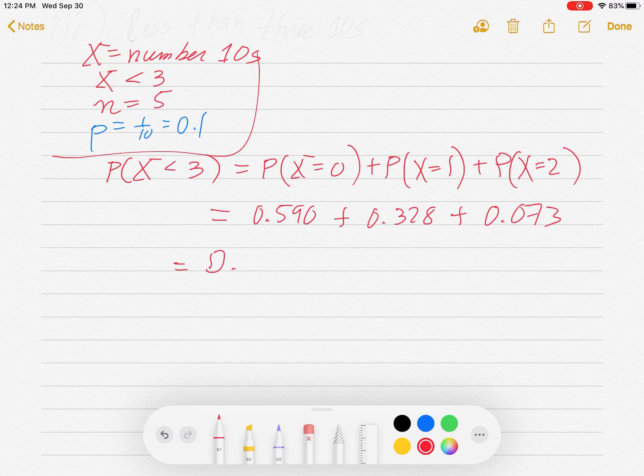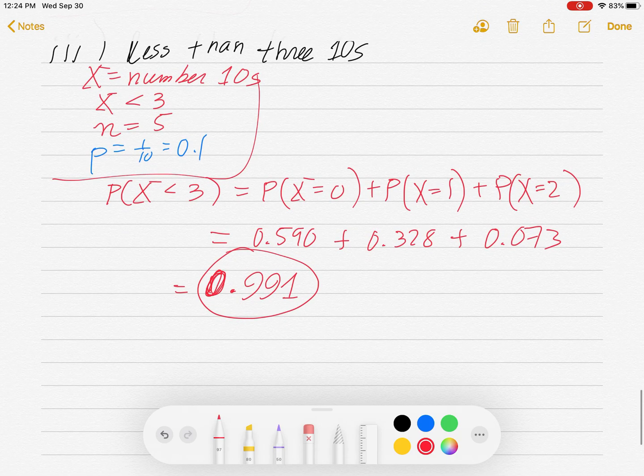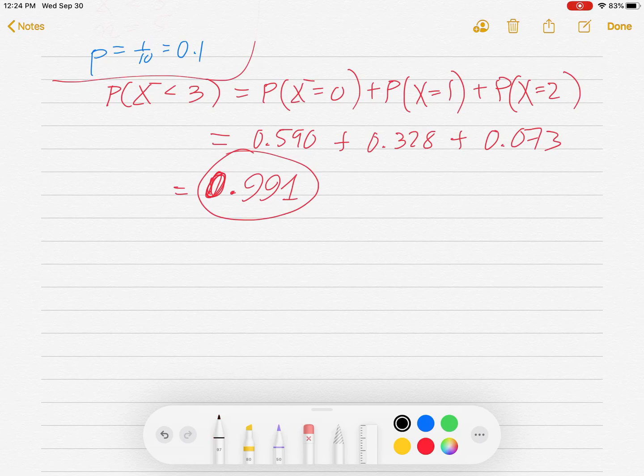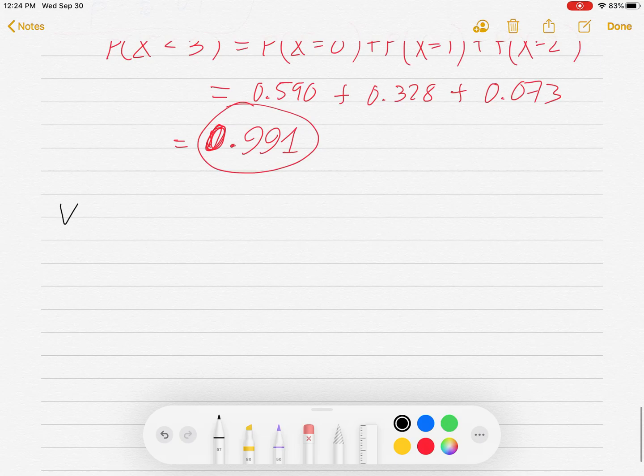0.590 plus 0.328 plus 0.073, 0.991. So roughly 99% chance of that happening. Okay. Less than 3 tens.